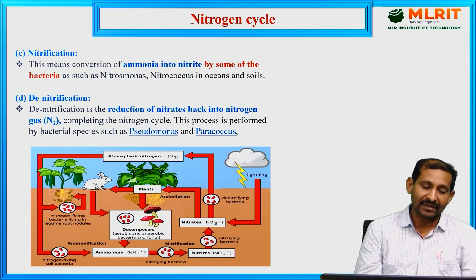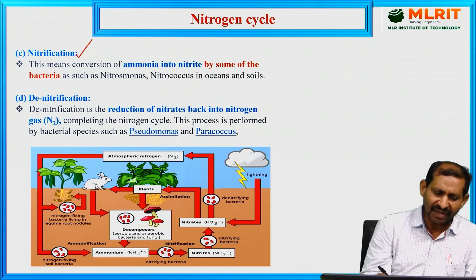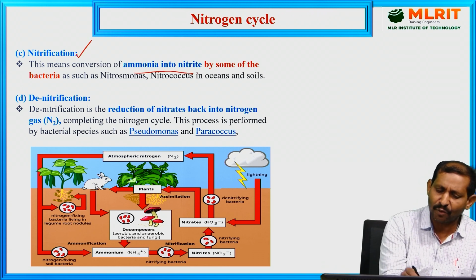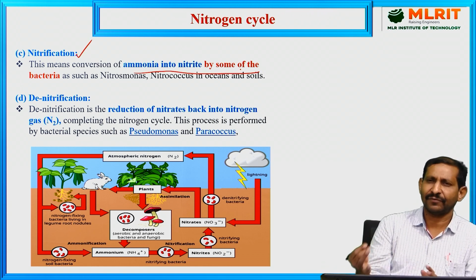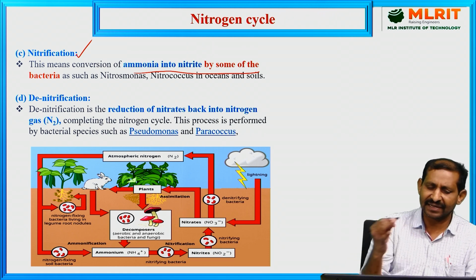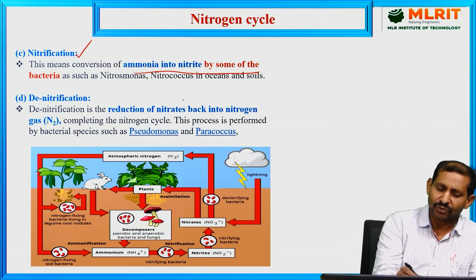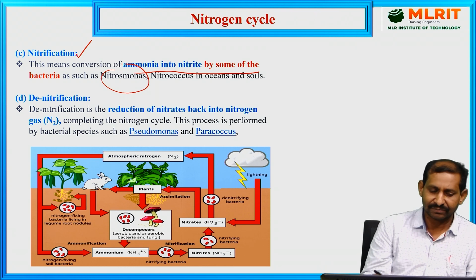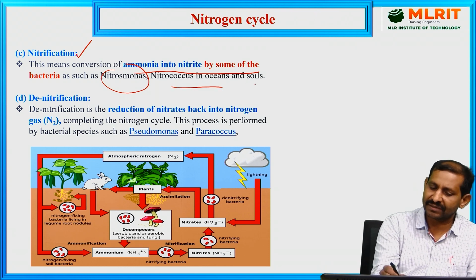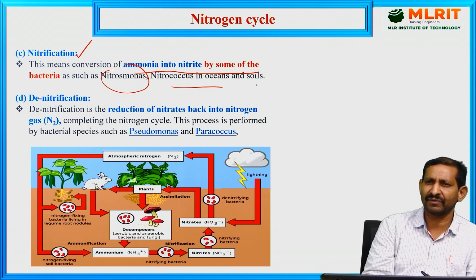The third one is nitrification. Nitrification means the conversion of ammonia into the nitrite form first, and then into the nitrate form. The bacteria involved include Nitrococcus, present in different soils and oceans.